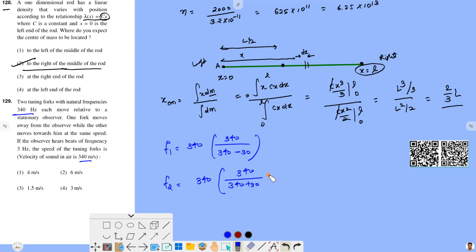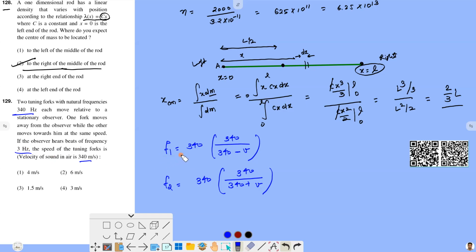Oh, sorry, wait a minute. There is no 30. I somehow assumed it myself. We have to calculate the velocity. So suppose v is the velocity of these two tuning forks as they are moving with the same velocity. Now their beat frequency is given, that is 3.